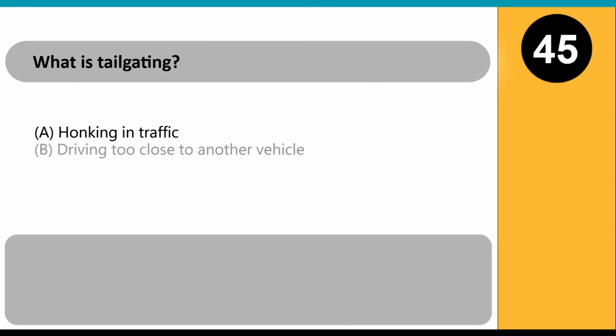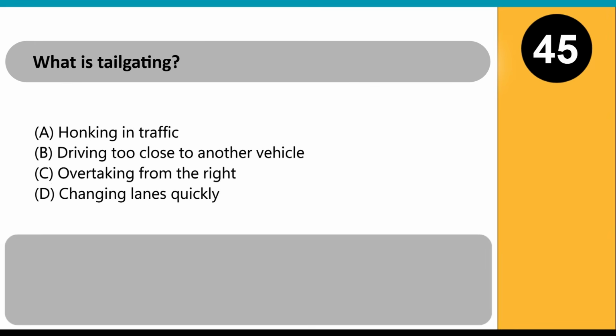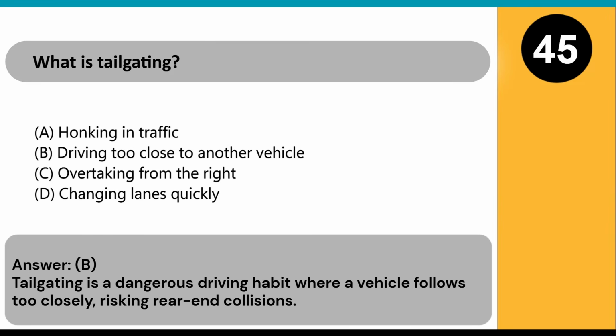What is tailgating? A. Honking in traffic. B. Driving too close to another vehicle. C. Overtaking from the right. D. Changing lanes quickly. Answer: B. Tailgating is a dangerous driving habit where a vehicle follows too closely, risking rear-end collisions.